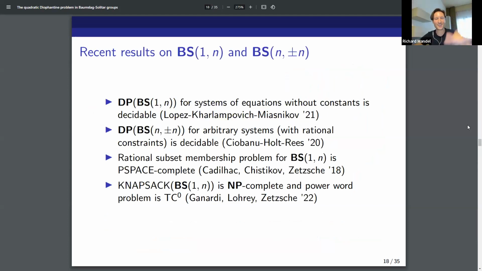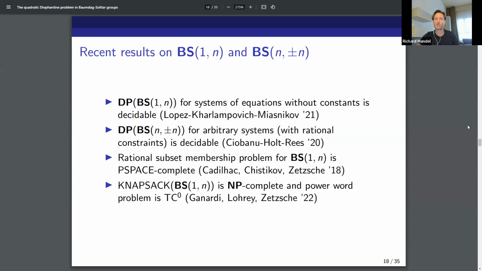Oh, sorry, I was anticipating a different slide. But yeah, recent results, I'll just go through really quickly. So the Diophantine problem, and when I just write DP, it's the general Diophantine problem for systems of arbitrary equations. This was proven to be decidable, but only if you don't have constants in the equations, by Lopez, Kolinkovich, and Myazikov very recently. This is the version of the problem where we don't have constants, and we require that a solution be non-trivial, because obviously otherwise the problem is trivial.